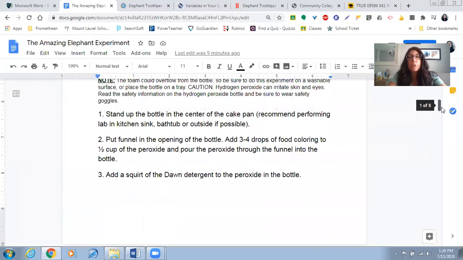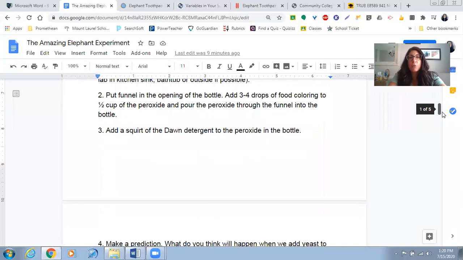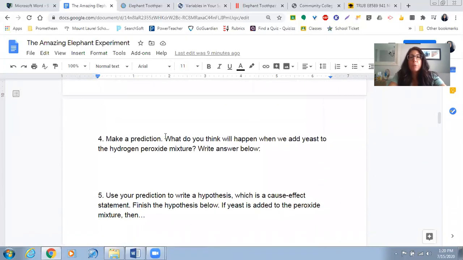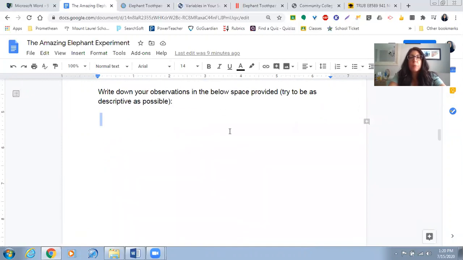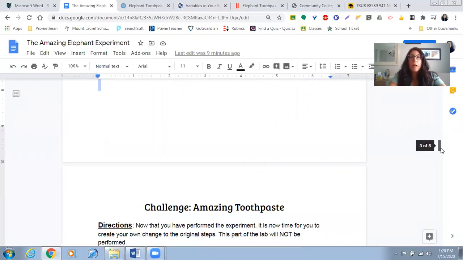And then throughout the steps, I am asking you a few questions. In number 4, I'm asking you to make your prediction as to what you think is going to happen, and I want you writing it right there. And then for number 5, I want you to actually come up with your hypothesis, which is what I would like you to write in that area of the worksheet. And then your observations are going to be written in this section. Please try to be as detailed and descriptive as possible.